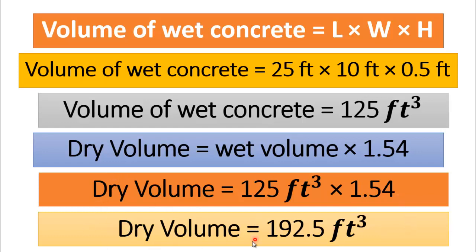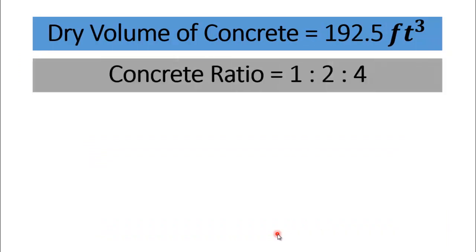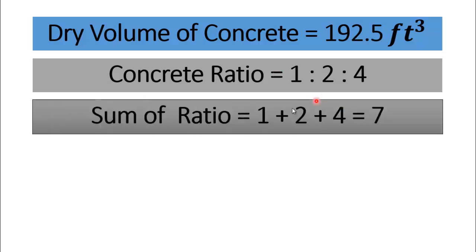Now we have to find the quantity of cement, sand and coarse aggregate in this dry volume. For this purpose we need to know about the ratio of concrete. As discussed earlier, here the ratio used is 1:2:4. Now to find the quantities of different materials of concrete, the first thing you need to do is find the sum of ratio. So first we will calculate sum of ratios. Sum of ratios can be found by just adding these three. 1 plus 2 plus 4 is equal to 7.